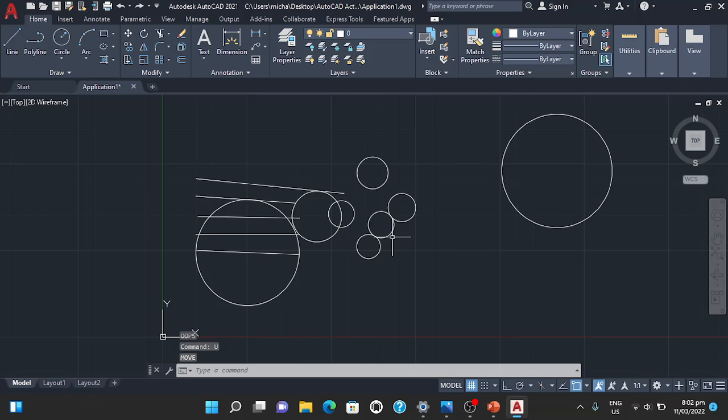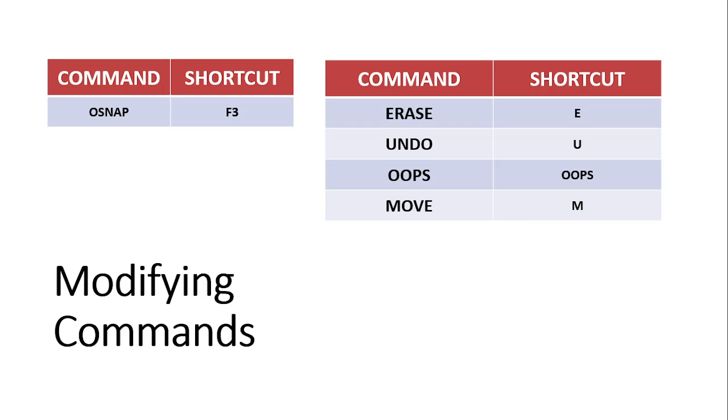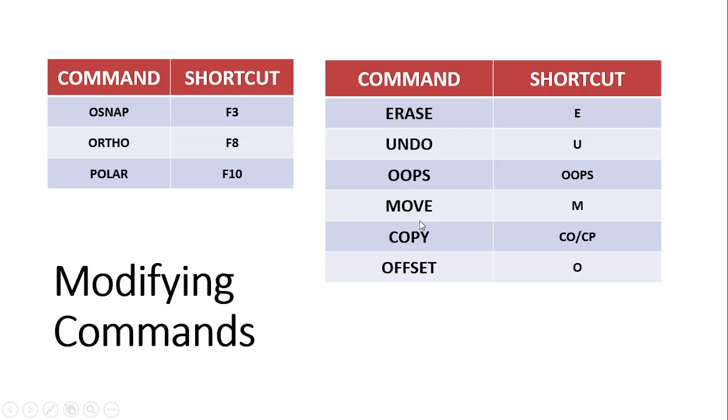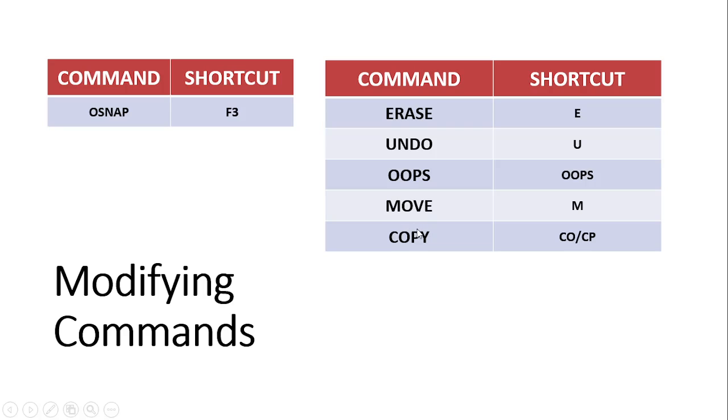Oops is only used for recovering or restoring objects that have been deleted. Undo is used to undo a certain command. So we have here erase, undo, oops, and move. Now we have another command, which is copy.